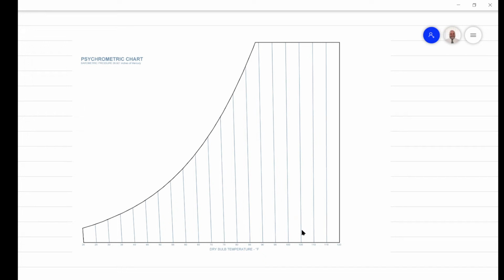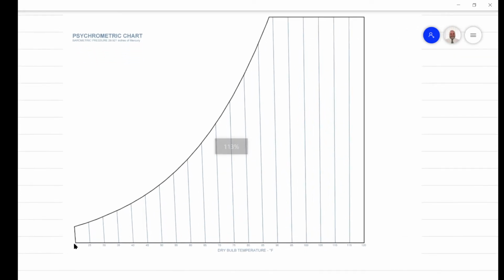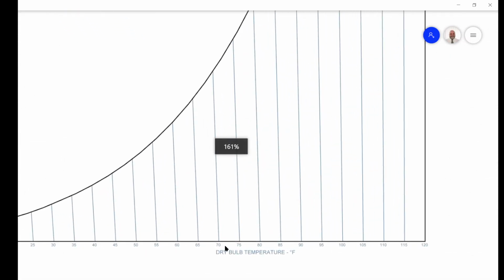To check the build of a psychrometric chart, as I mentioned before, first notice this shape. It looks like a shoe or a boot. And also notice how the x-axis here, the horizontal axis, is the dry bulb temperature in degrees Fahrenheit.